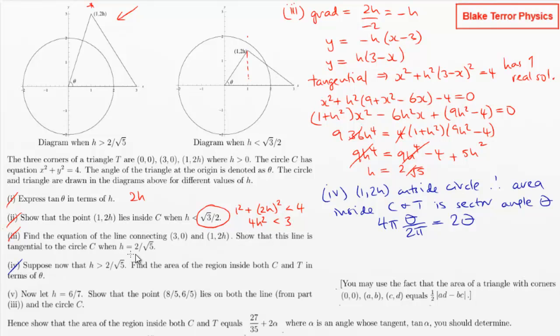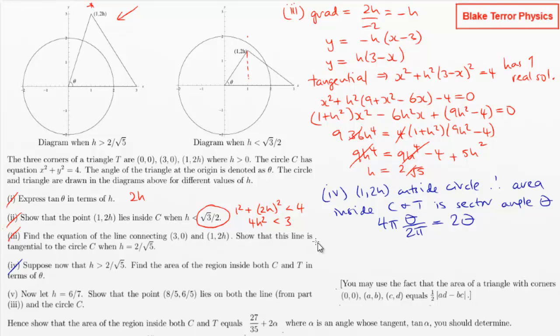Okay, so that's that one. Right, running out of space. Part 5. Now let h equal 6 over 7. Show that the point 8 over 5, 6 over 5 lies on both the line from part 3 and the circle. Okay, well that bit's easy enough.